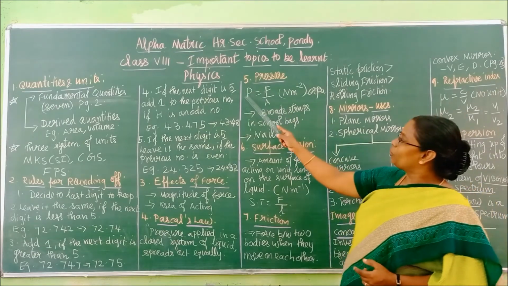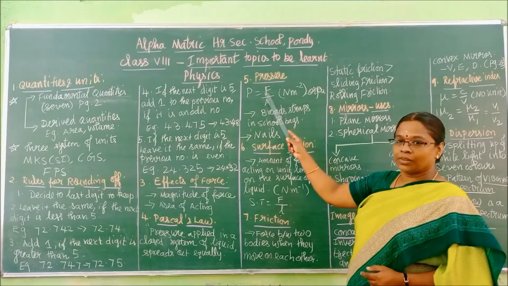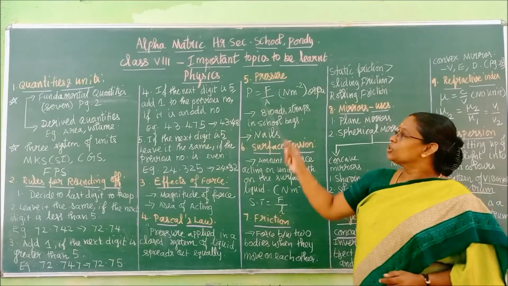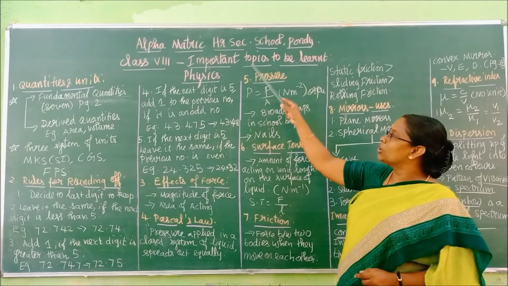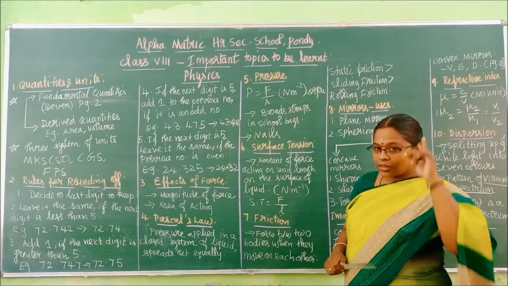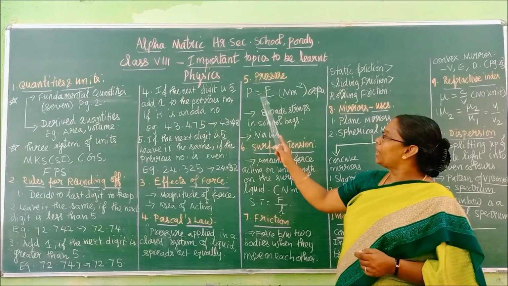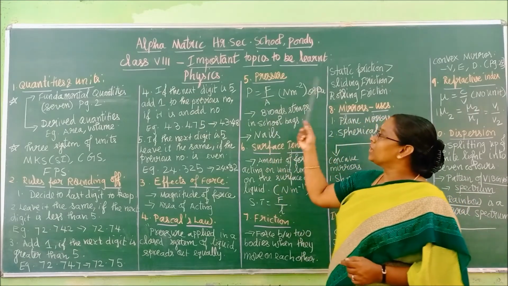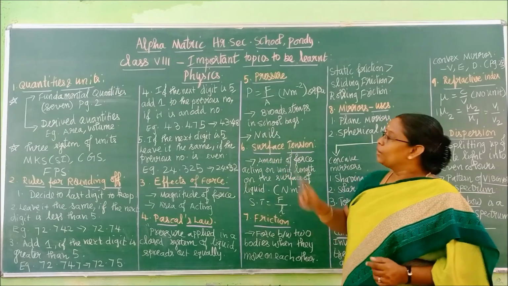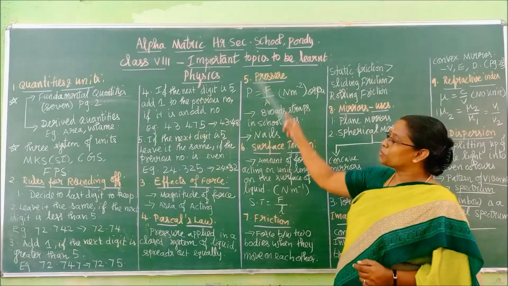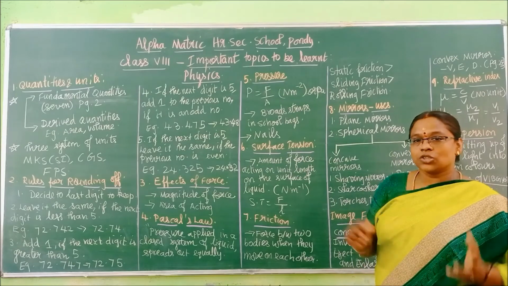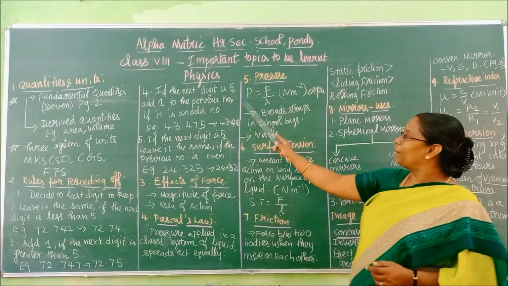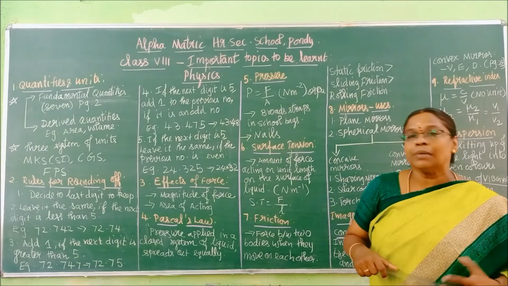P is in the numerator, F is in the numerator. Numerators are directly proportional. So when force increases, pressure also increases. Remember this. Pressure and area are inversely proportional. If area increases, pressure will decrease. If area decreases, pressure will increase. So P and F are directly proportional, and P and A are inversely proportional.